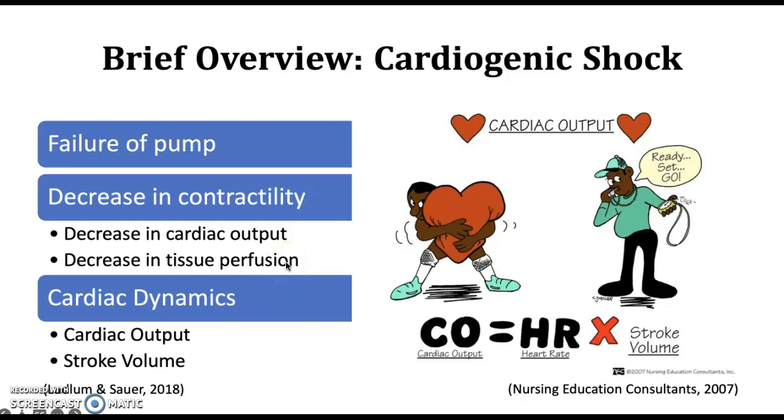In order to understand the physiology behind the intra-aortic balloon pump therapy, it is important to cover a few different cardiac dynamics first. And what I mean by cardiac dynamics is more specifically cardiac output and stroke volume. So what exactly determines cardiac output? If you look at the formula here on the lower right-hand corner, cardiac output is equal to heart rate times stroke volume. So simply put, cardiac output is the amount of blood the heart pumps in 1 full minute.